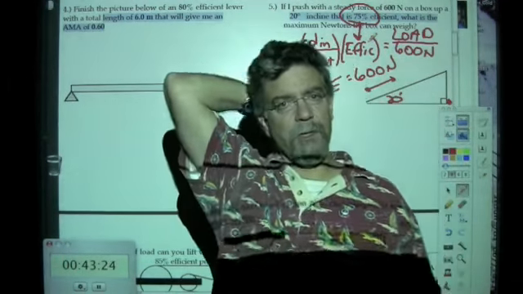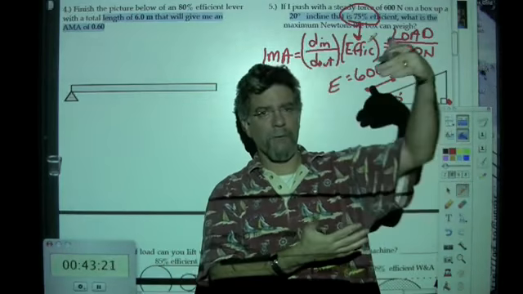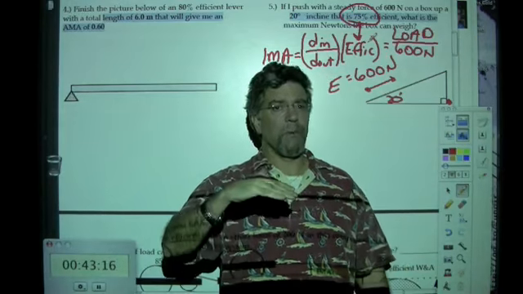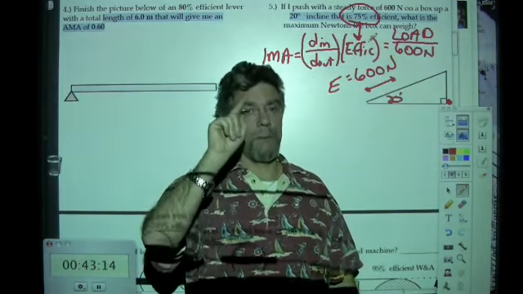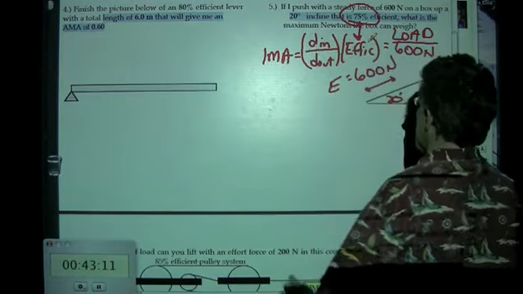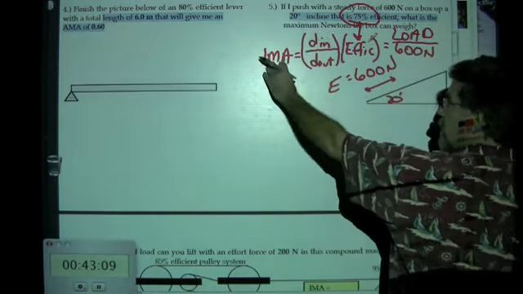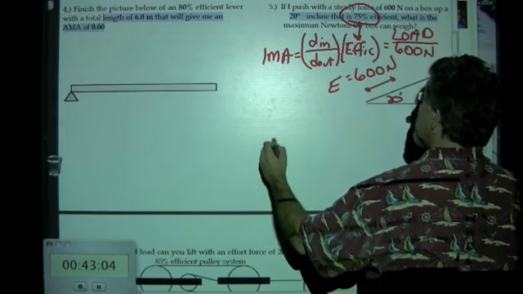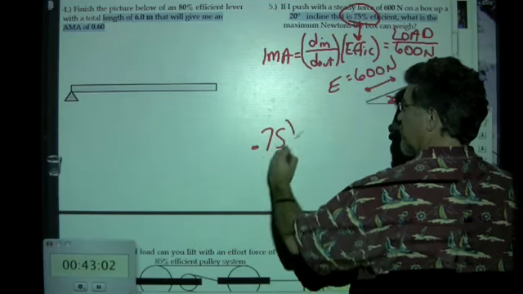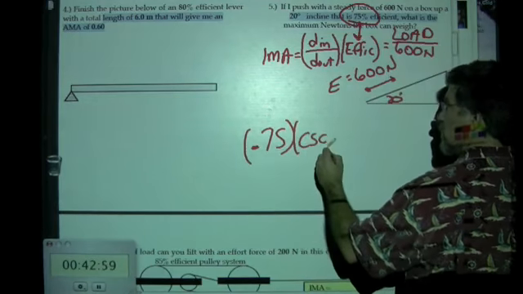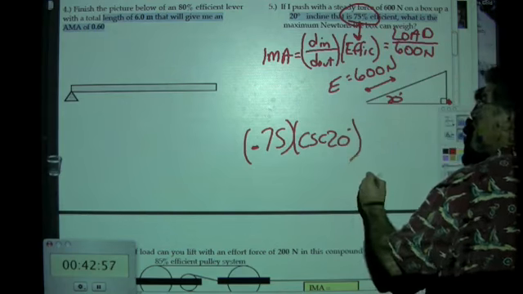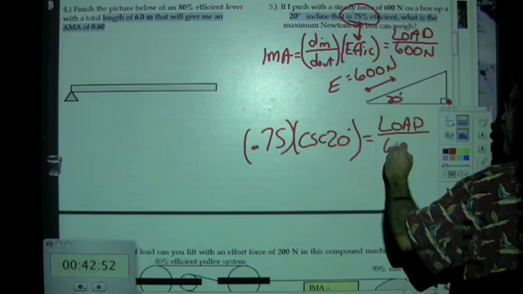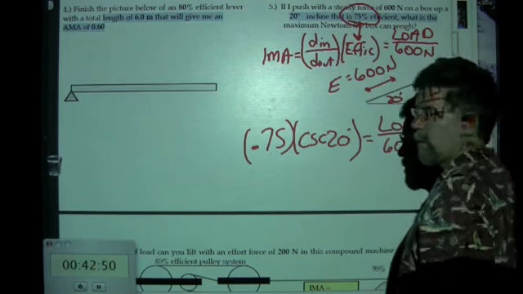Now you're going to go back to your trig. Sine is opposite over hypotenuse, but I don't want that. I want hypotenuse over opposite. Well, what's the inverse of sine? Right, cosecant. So that's going to be my IMA, cosecant. So what I'm looking for here is efficiency, which is 0.75, times cosecant of 20 degrees, is going to equal my load, which I'm trying to find ultimately, over 600 newtons, okay?